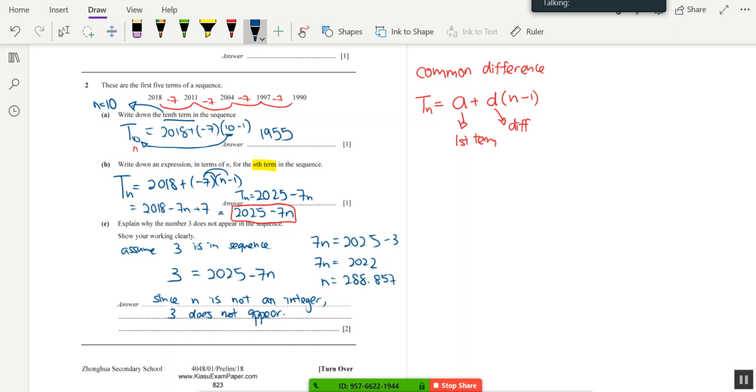You see this 2018, 2011, 2004, 1997. This is called T1. This is called T2. This is called T3. This is called T4. That means if 3 is inside the sequence, there must be a T something that I can find 3 inside. But I work it out, I get my n is not a whole number. Then that's why 3 will not appear. If your n is a whole number, then 3 will be that term.